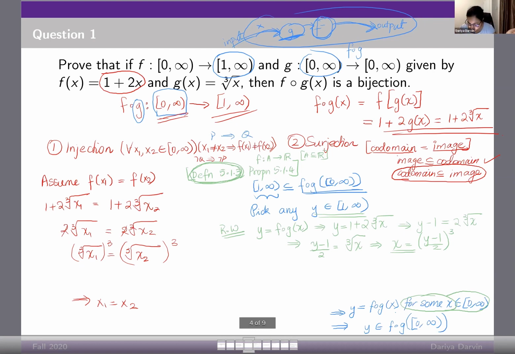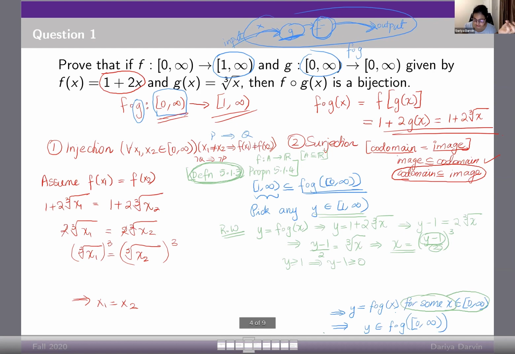So we know y is bigger than or equal to 1. So that means y minus 1 is bigger than or equal to 0. So this is a positive number. 2 is also a positive number. So you have a fraction with two positive numbers. So the entire fraction is a positive number. And the cube of a positive number is also positive. So since y is bigger than or equal to 1, you can conclude that x will be a positive number, which is basically our domain. Okay? So this is rough work.